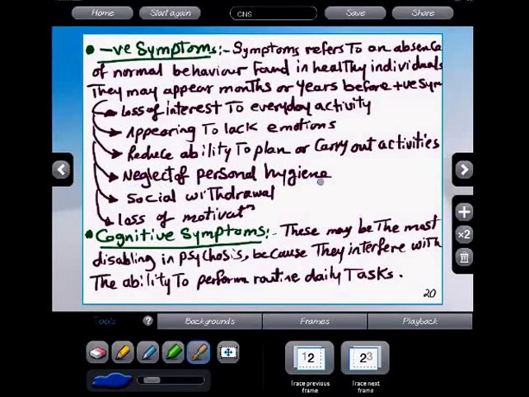Neglect of personal hygiene. You can find him not washing his hands, not brushing his teeth, not doing anything of this. He lacks hygiene, and there is social withdrawal. He doesn't have friends now. He doesn't have anything. He withdraws from the whole society. Loss of motivation. He doesn't have a motive to live for.